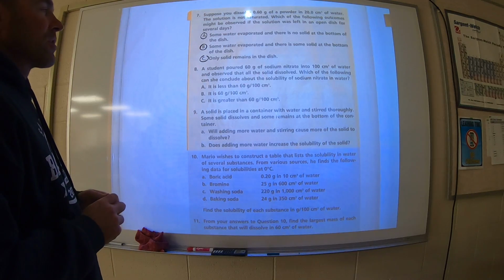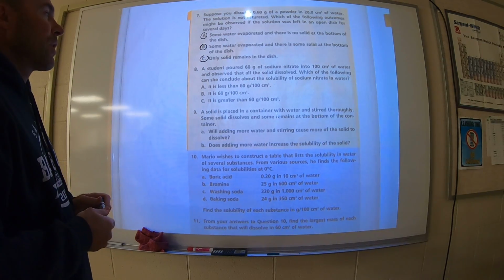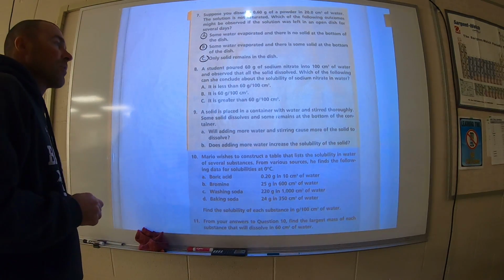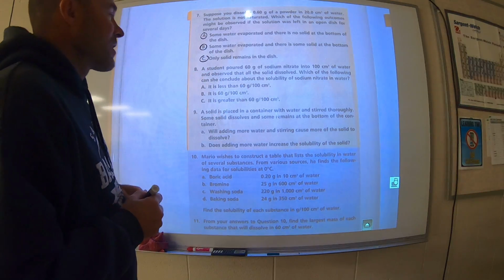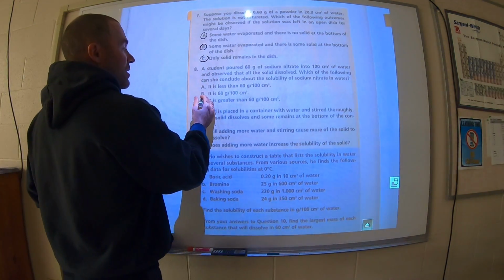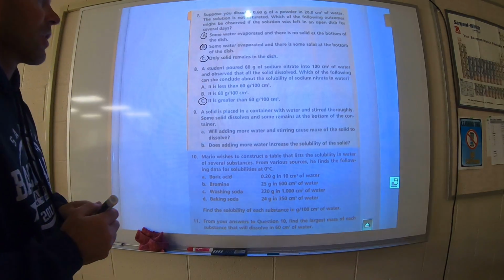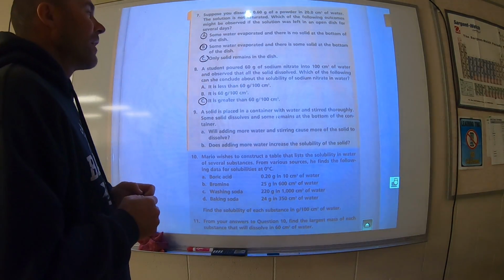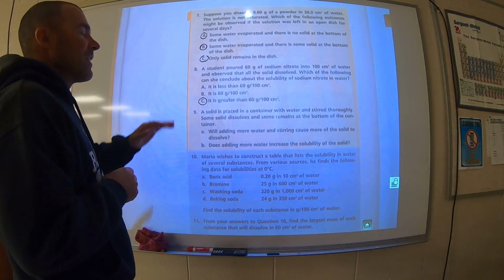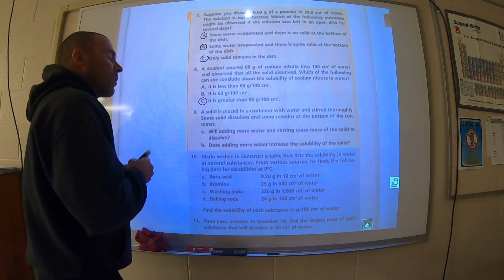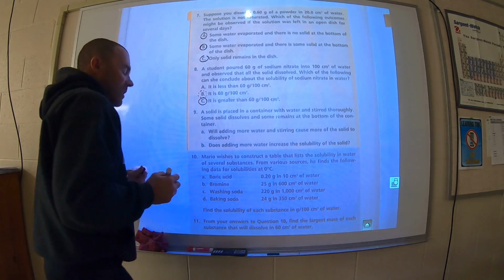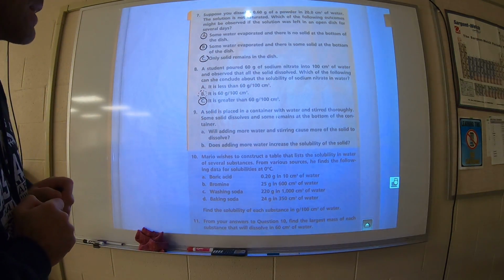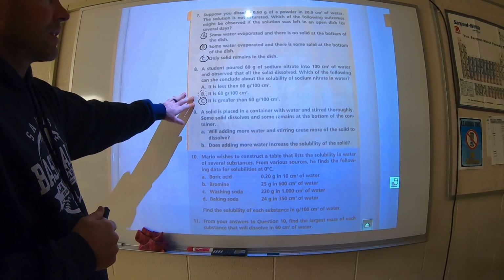Number 8 says the student poured 60 grams of sodium nitrate into 100 cubic centimeters of water and observed that all the solid dissolved. Which of the following can she conclude about the solubility of sodium nitrate in water? Well, if all of it dissolved, the most likely answer is that the solubility is going to be greater than 60 grams per 100 cubic centimeters. But it is possible that we found the exact solubility of sodium nitrate, although not very likely. So I'm going to lightly put a dashed line around letter B to let us know that B is also a possibility, but the most likely answer is C. The best answer here is C.